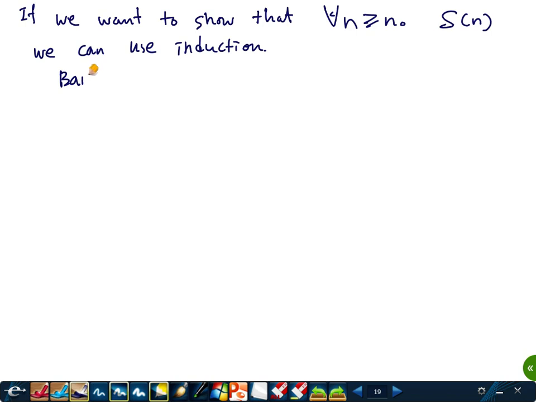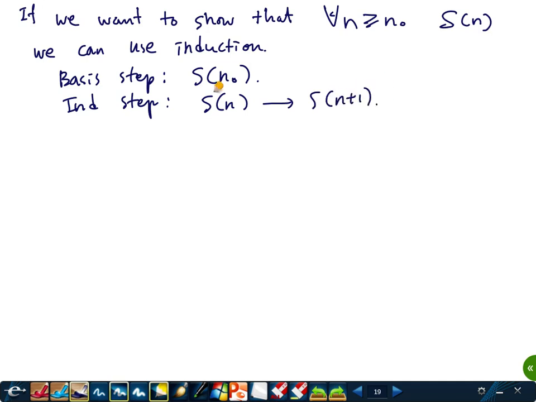So only the basis step changes. Instead of showing S of 1, you just show S of n0. That's it. And the induction step is the same. If S of n is true, then S of n plus 1 is also true. If you show these two things, then you have shown this for all integers greater than or equal to n0. It doesn't have to be 1 always, because sometimes S of n may not be true for n equal to 1 or 2. There can be some examples where it's not true. But if at some point it is true after some number, then you can use this kind of induction.